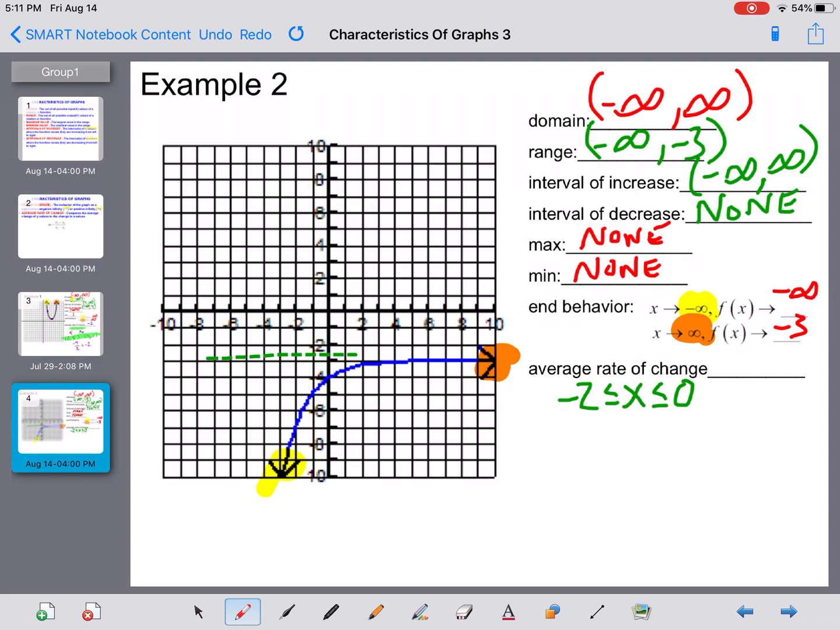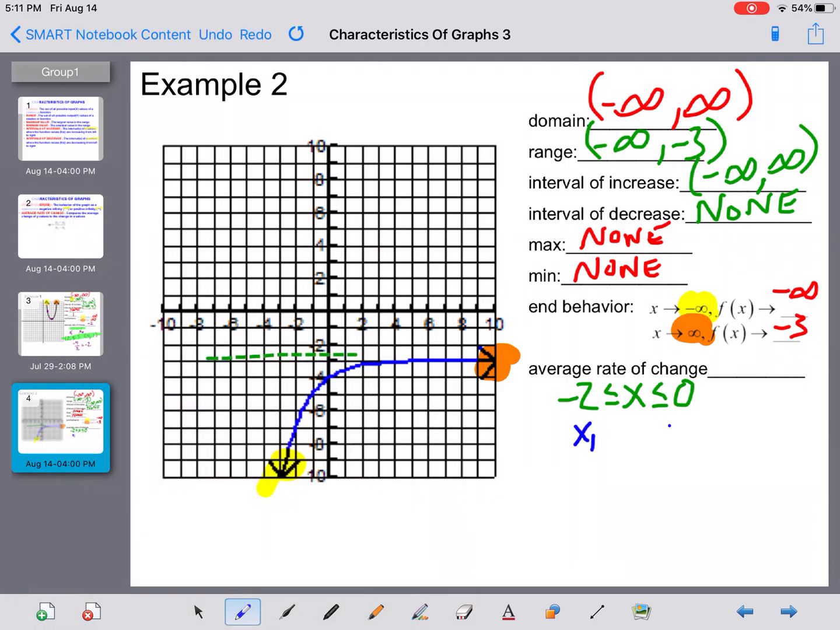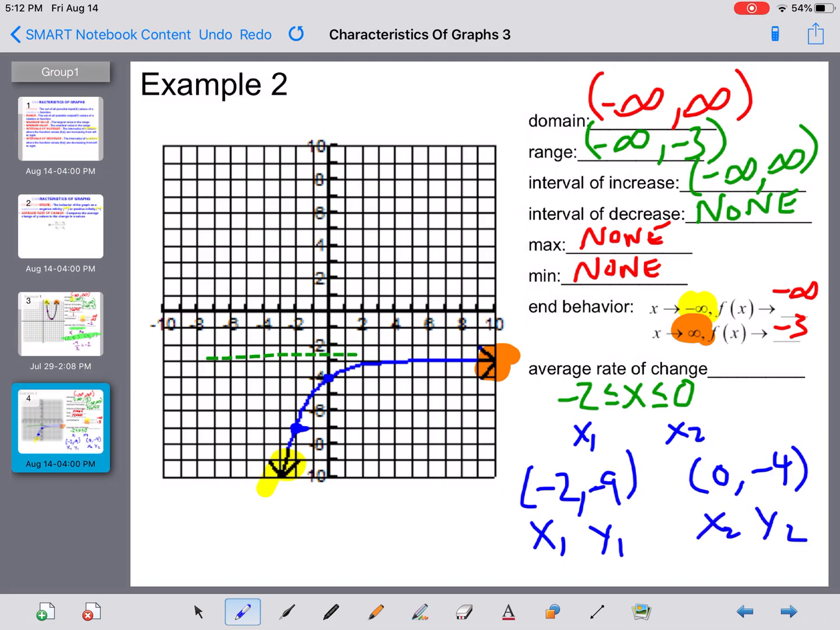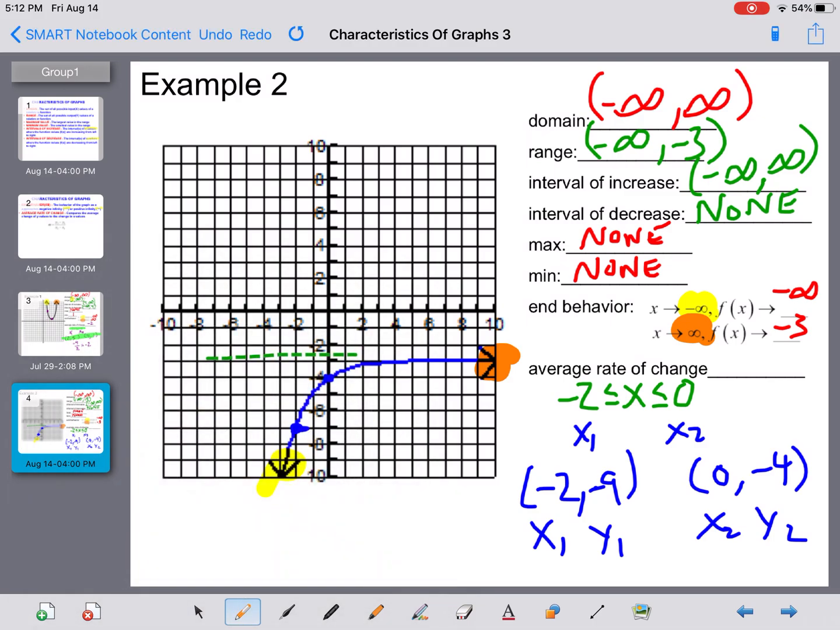And then for our average rate of change, we know that those are our x values. So this is x1, x2. So at -2, we have this value right here, which is at -9. So we could write -2, -9. And then we also have 0, and this point -4. Again, you could write x1, y1, x2, y2, and solve using the formula. Or we could just say, let's do rise over run. So from here we rise 1, 2, 3, and we run 1, 2. So we have a rate of change of 3/2.